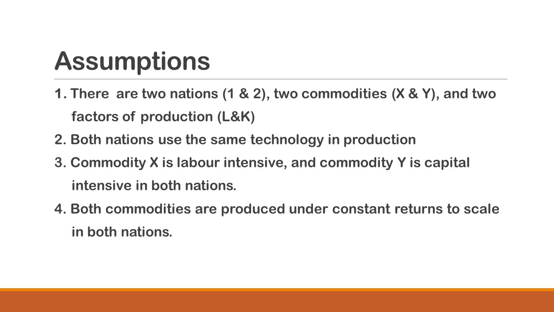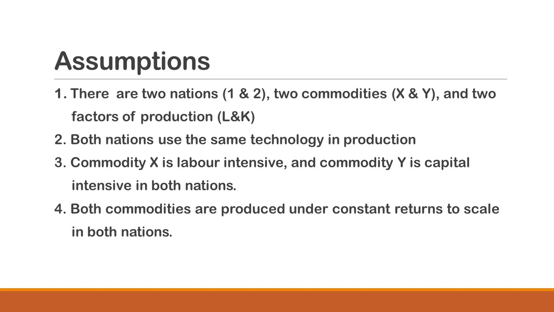Factor intensity reversal refers to a situation where the same commodity becomes capital intensive for a given factor price ratio and it becomes labor intensive for another range of factor price ratio. Here we assume that there is no factor intensity reversal. One commodity is always labor intensive and the other is always capital intensive.